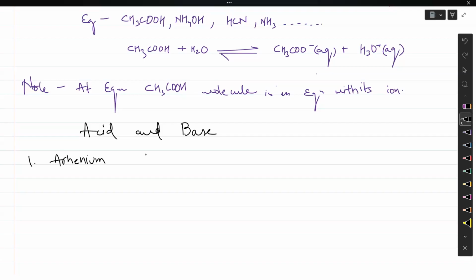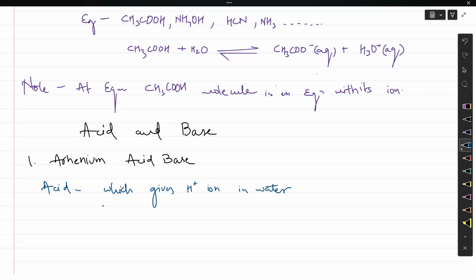Arrhenius was the scientist, similarly Bronsted and similarly Lewis. They gave definitions for acid and base according to their understanding or their theory. So let's see one by one. According to Arrhenius, what is an acid? Acids are the substances which give H plus ion in water.